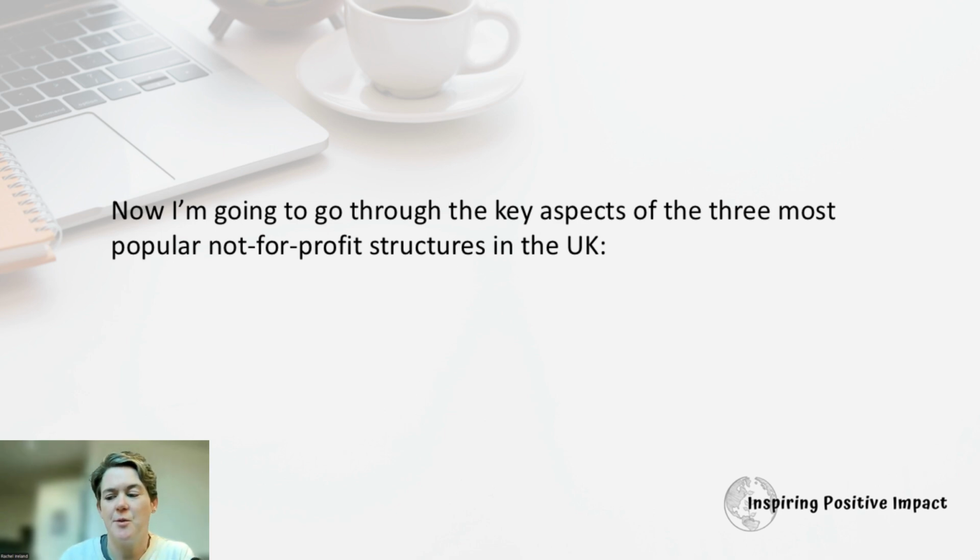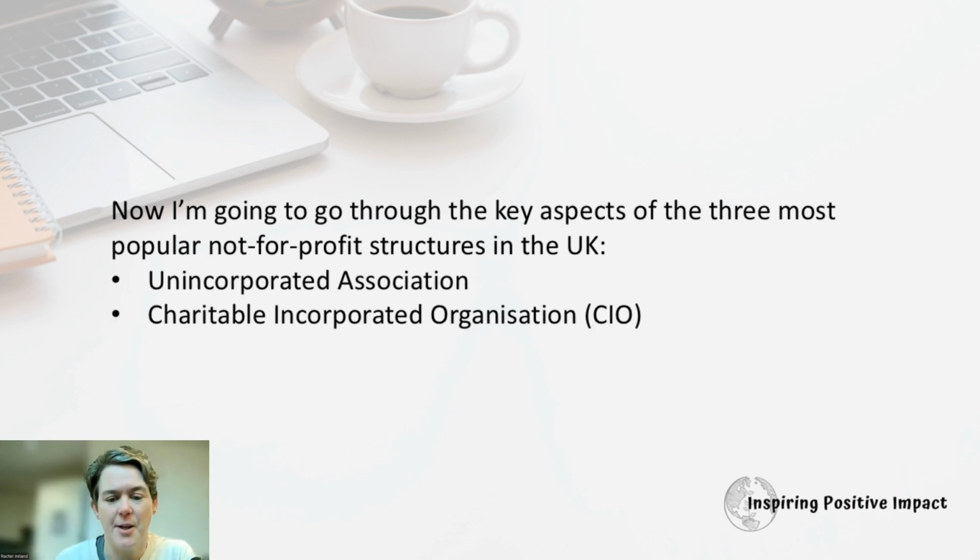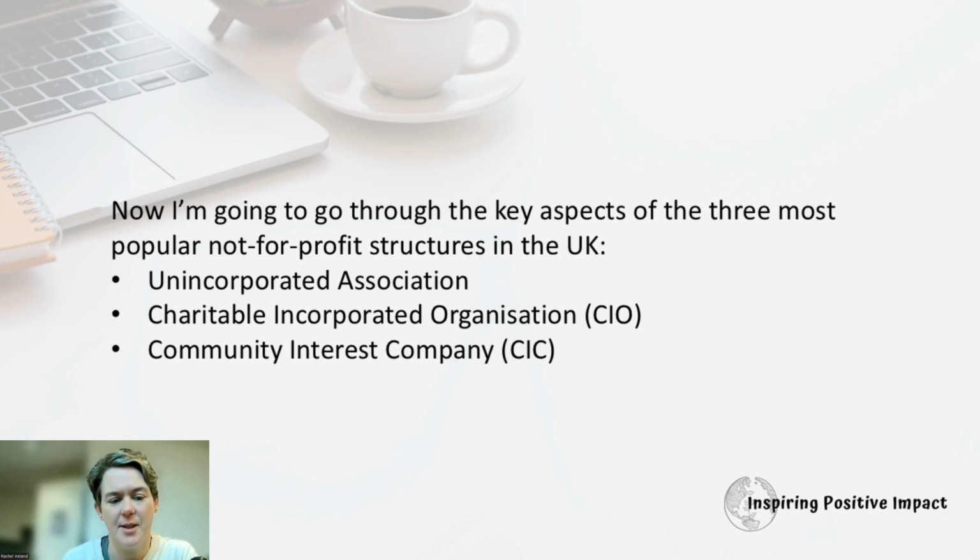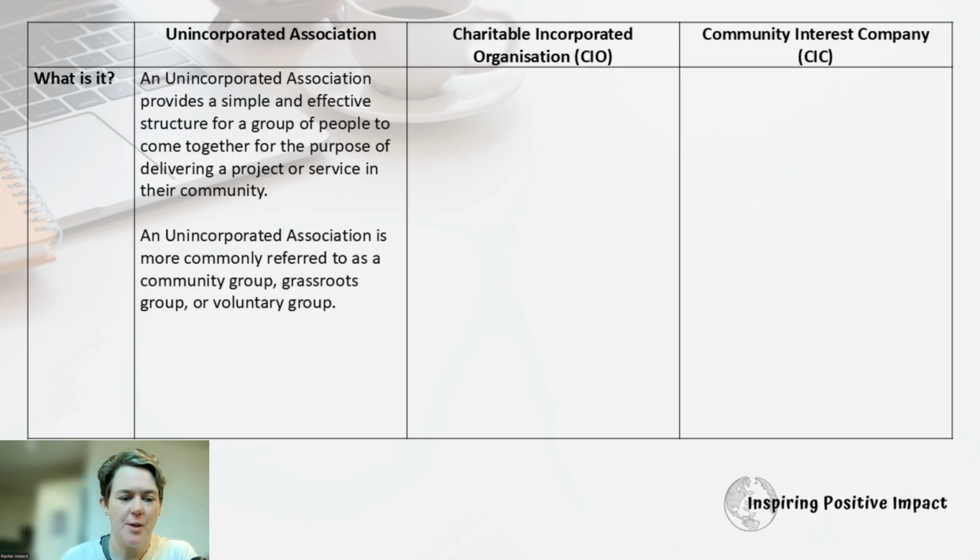So here I'm going to go through the key aspects to 3 of the most popular not-for-profit structures: the unincorporated association, a charitable incorporated organisation, and a community interest company. So first of all, what is it? Well, an unincorporated association provides a simple and effective structure for a group of people to come together for the purpose of delivering a project or service in their community. An unincorporated association is more commonly referred to as a community group, a grassroots group, or a voluntary group.